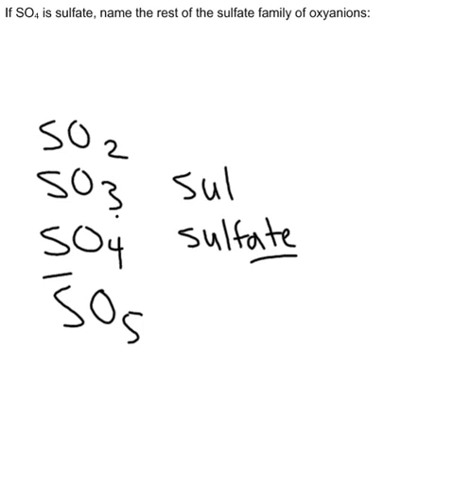So sulfite is SO3. And you may have heard of nitrates and nitrites, and so if NO3 is nitrate, then NO2, which is one less oxygen, would be nitrite.